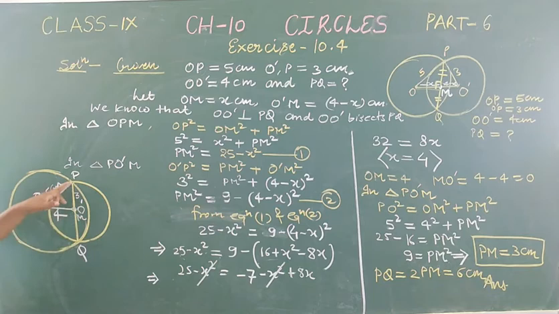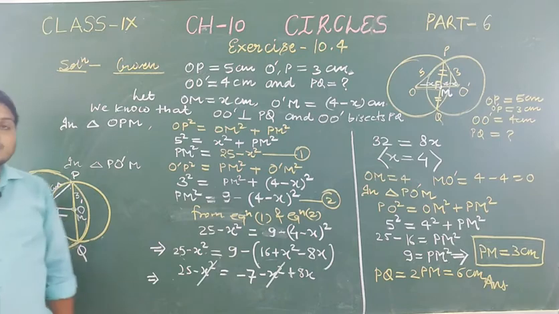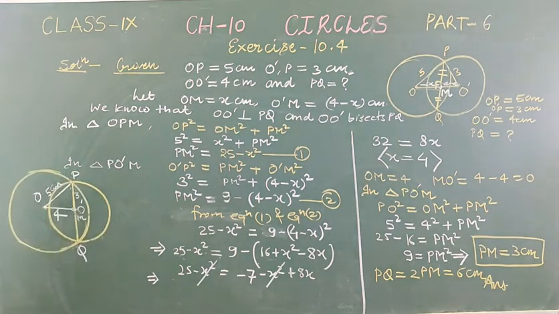And the value of PQ is coming 6 centimeters, meaning the diameter of this circle is also 6 centimeters. So students, this is the correct figure. Now you can pause the video and note it down.